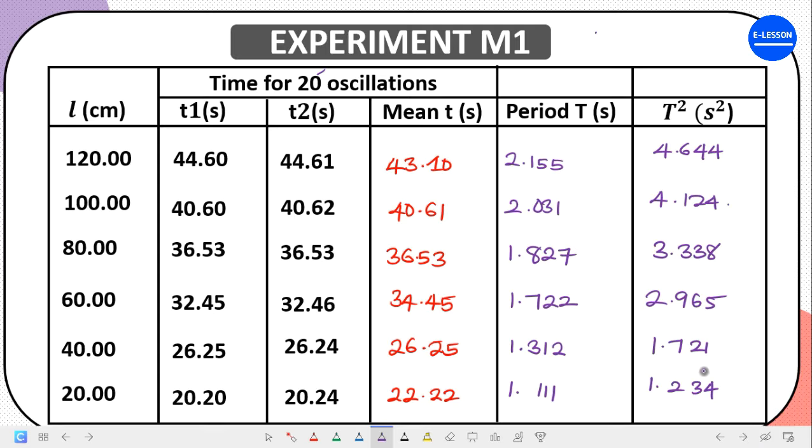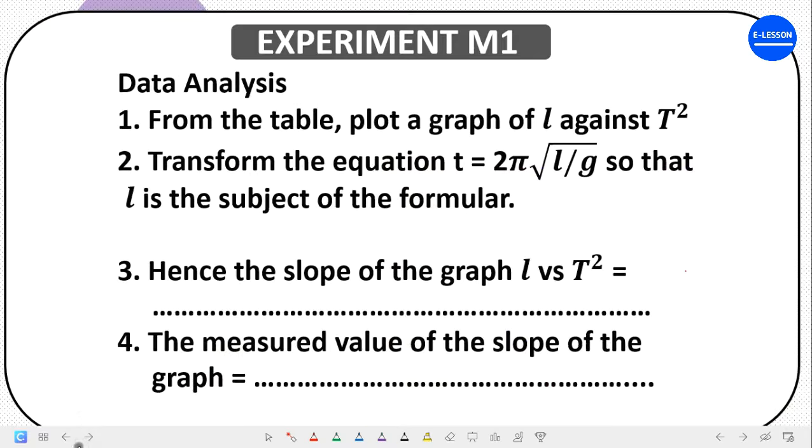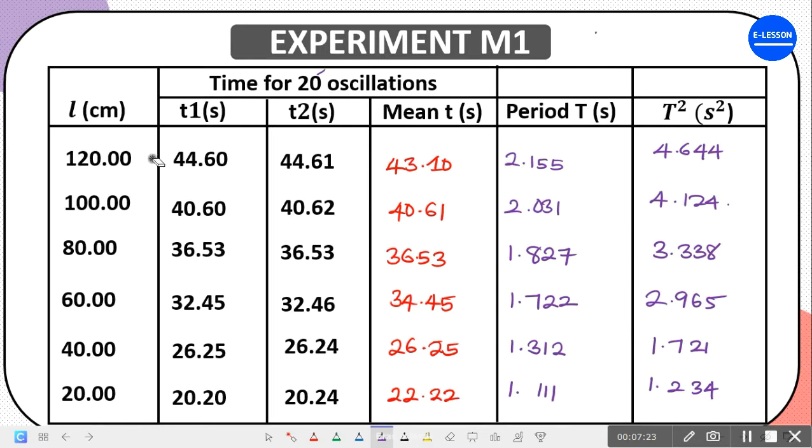Now at this point, what you need to do is plot your graph. Are you getting it? Now you go to your graph and then you plot. There are questions here that we are given. The question says, from the table, plot a graph of L against t square. So we are plotting a graph of L against t square. Which of them is L? This value here. And which of them is t square? This value here. Are you getting it now?